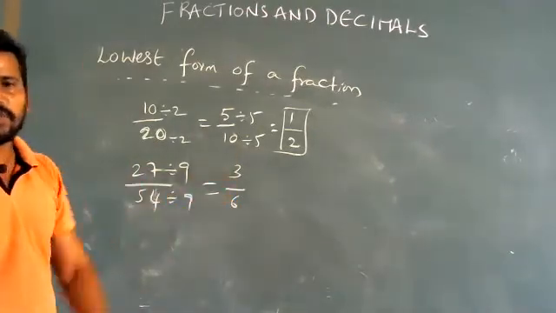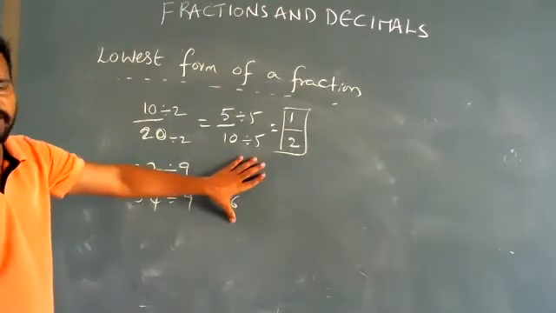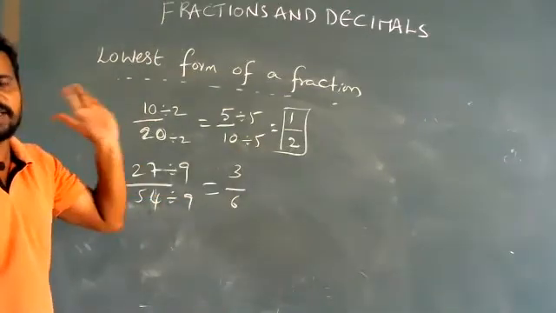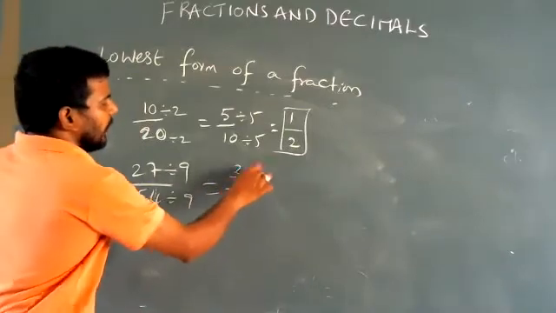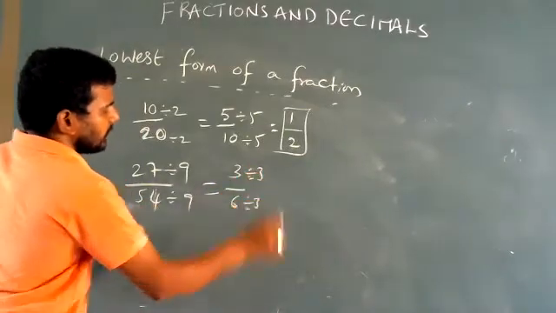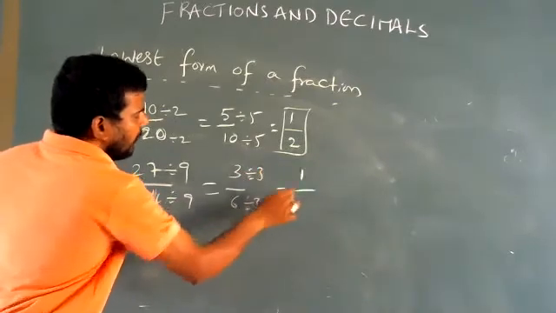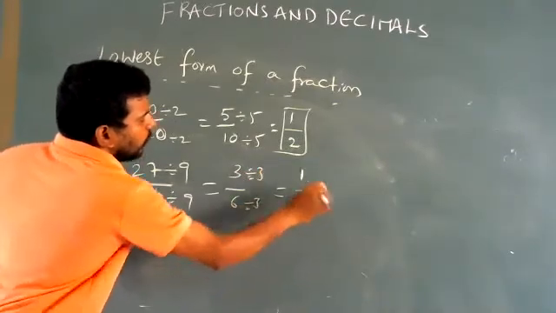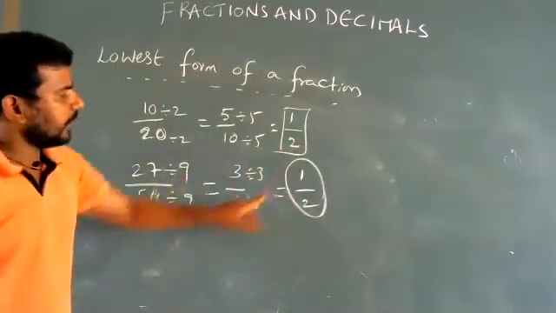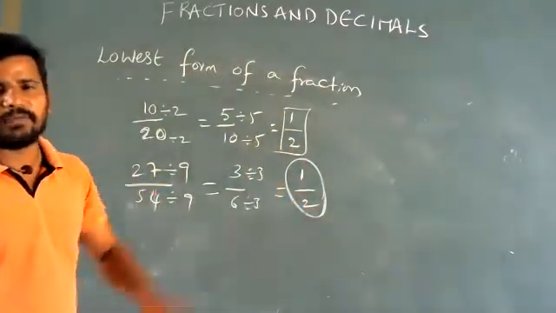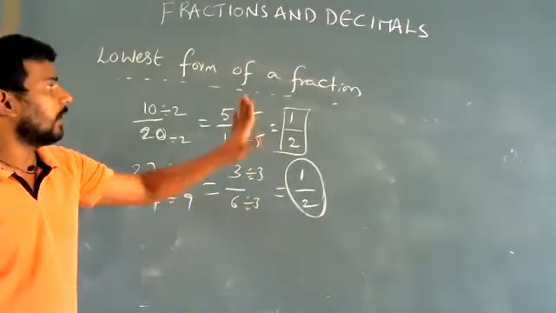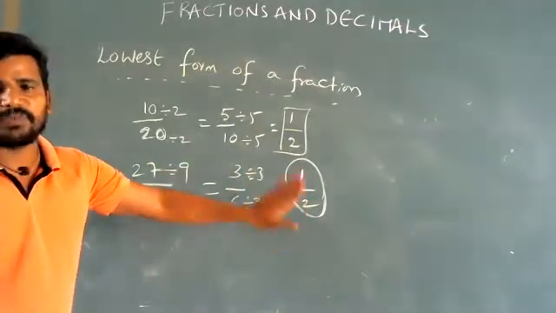Both are multiples of 3. It has a common factor. What is that? 3. 3 divided by 3, and 6 divided by 3. So we get 3 divided by 3, 1. 6 divided by 3, 2. So 1, 2. It has no common factors. It is the lowest form, or simplest form, or standard form.